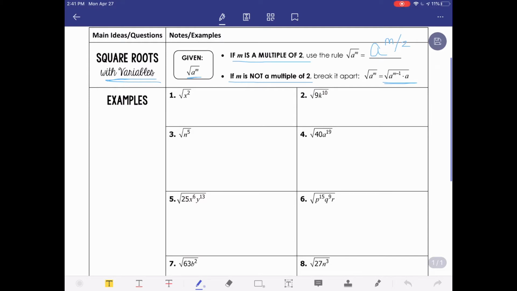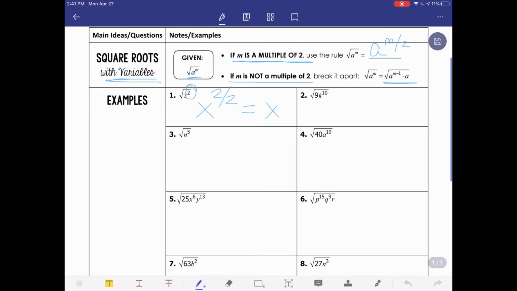So looking at example 1, I have the square root of x raised to the second power. So looking at that exponent 2, it is a multiple of 2, so I'm going to use my rule where I take my base x, leave it there, do my exponent 2 divided by 2. And 2 divided by 2 is 1, or just x.